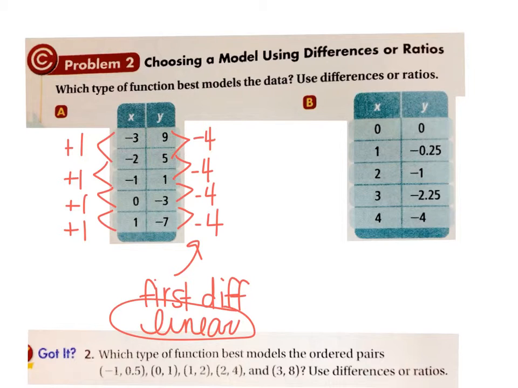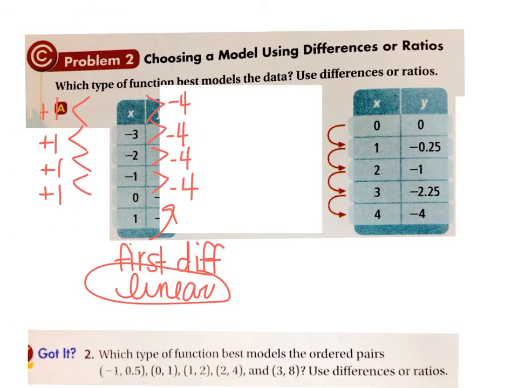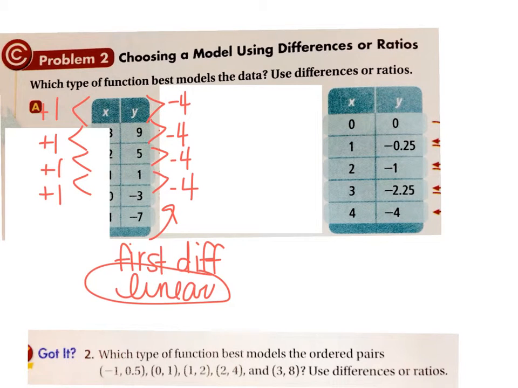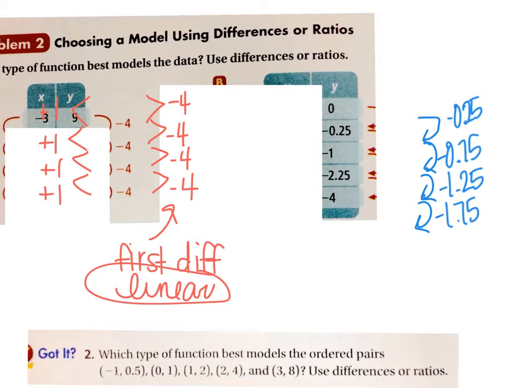But if you'll look at B, the first differences aren't the same. I'm just going to move this over real quick. Okay. The first differences aren't the same because between the first and the second, it goes down 0.25. Then it goes down 0.75. Then it goes down 1.25, and then it goes down 1.75. So the first differences aren't the same, but the second differences are the same.